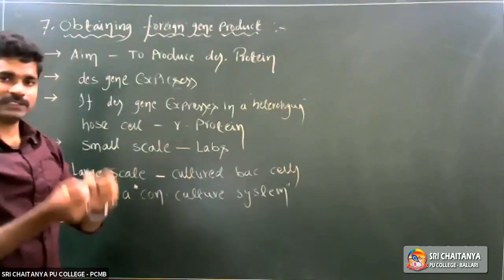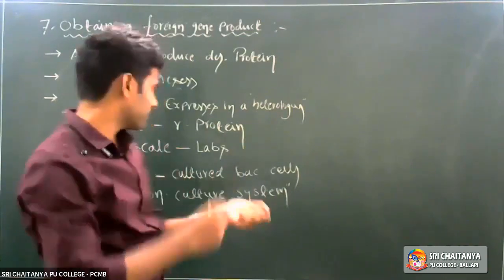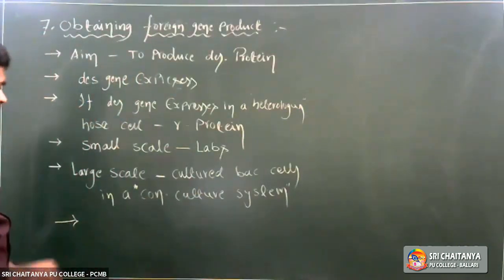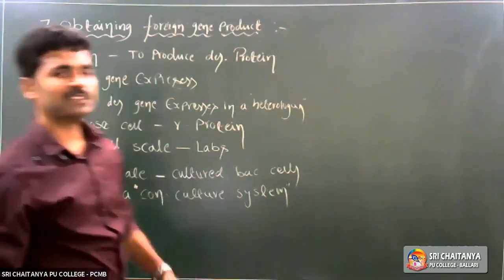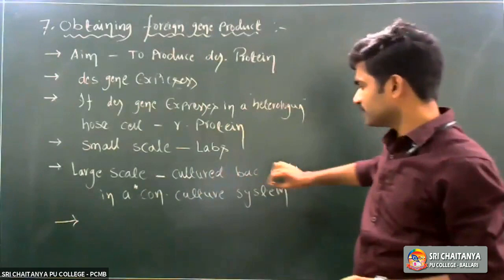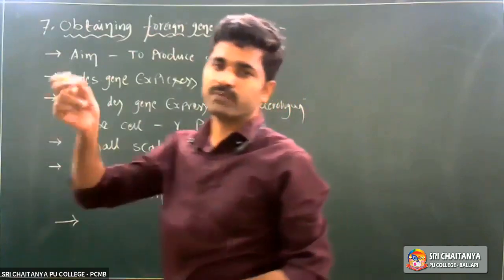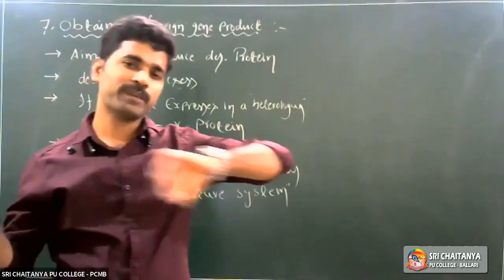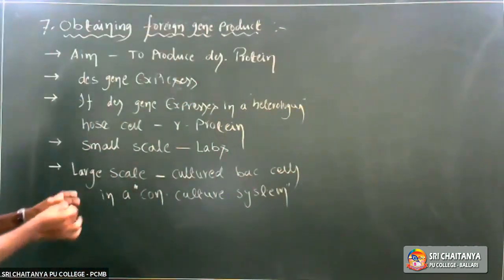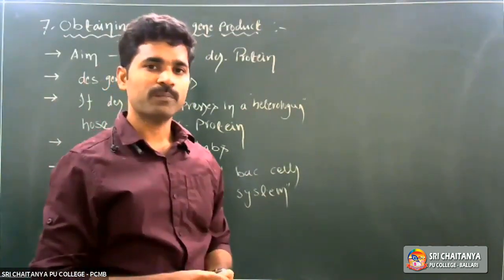If we require a small quantity of desirable product, we use laboratories, culturing the bacterial cells on the nutrient medium in a Petri plate. If we require a large quantity, we culture the bacterial cells in large vessel-like structures in a continuous culture system, where we add fresh medium from one side and remove the utilized medium from the other side. It means bioreactors. We culture the bacterial cells in large vessel-like metal containers for obtaining a large quantity of desirable product.